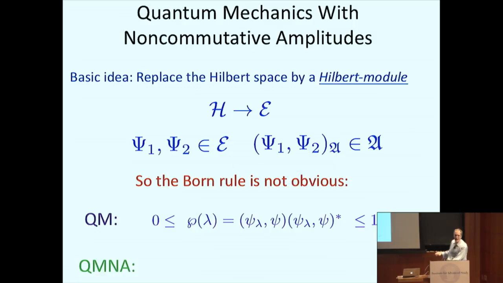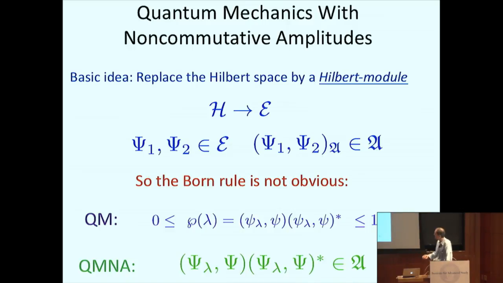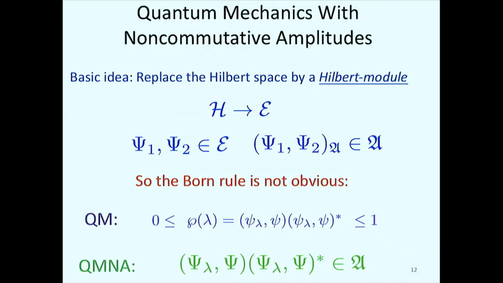In QMNA, quantum mechanics with non-commutative amplitudes, if we mindlessly copy the formulas from the textbooks, well, we'll get an expression like this, which is valued in some possibly non-commutative algebra A. So we'll deal with this question, but first let's look at our two examples of C-star algebras and what are the Hilbert modules that go with them.